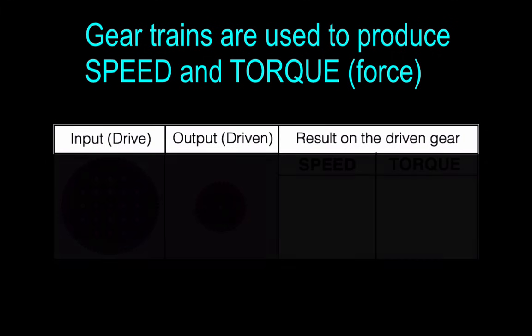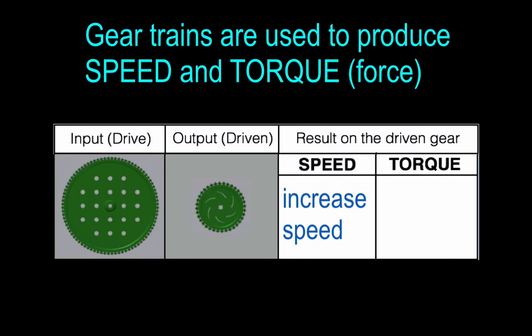The last combination is to start with a large gear and go to a small gear. So again, I'm going to be cranking the one on the left side, and every time I crank that 1 time, the one on the right side is going to turn several times. So for 1 rotation on the left, I'm creating multiple rotations on the right, which of course means I'm increasing the speed. Because the speed is increasing, the torque has to be decreasing. So that's going to be decreased.